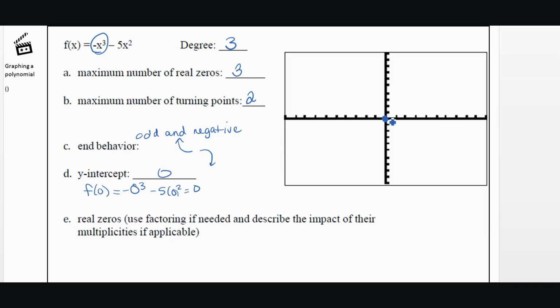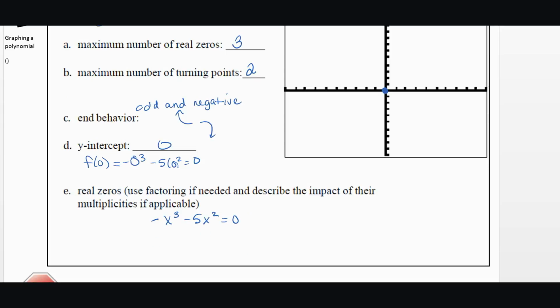Okay, now we want to find all the real zeros. So we're going to factor negative x cubed minus 5x squared. What we're really solving is when is this equal to 0? And we can pull out an x squared, and then we'd have negative x minus 5 equals 0. Well, if we set x squared equal to 0, we would just get 0. And it has a multiplicity of 2, which means it's only going to touch there, not go through.